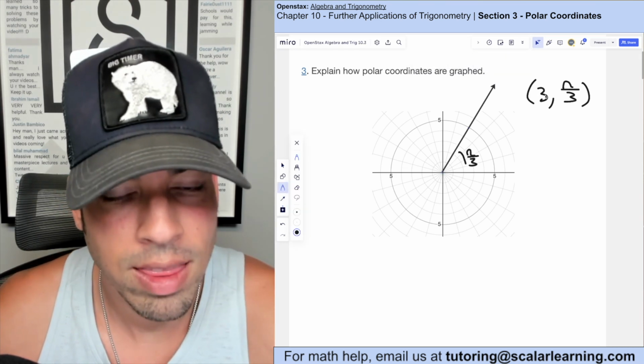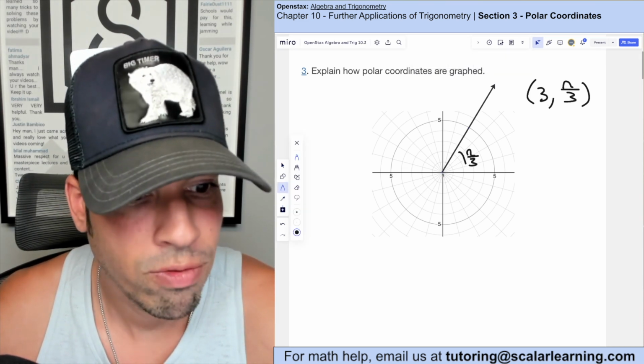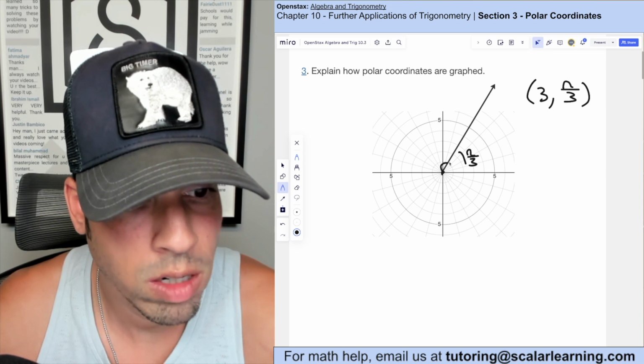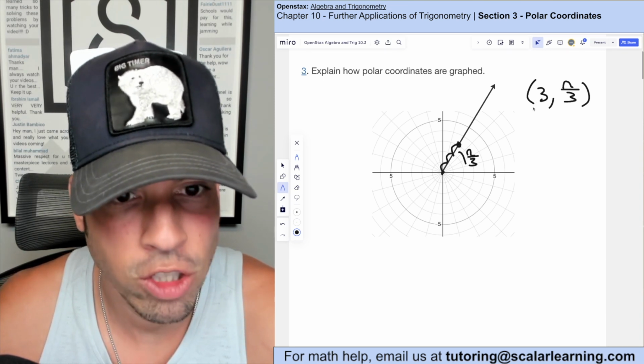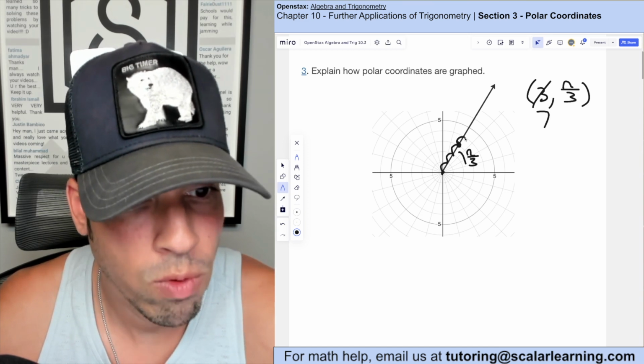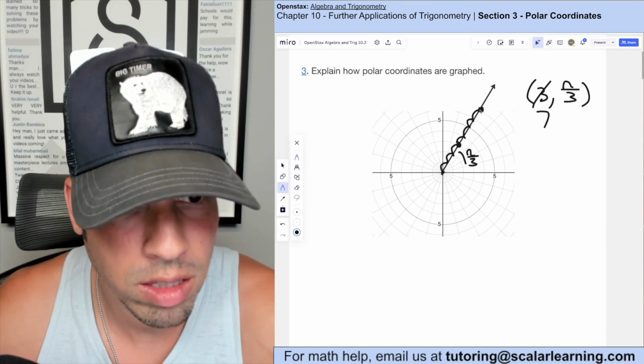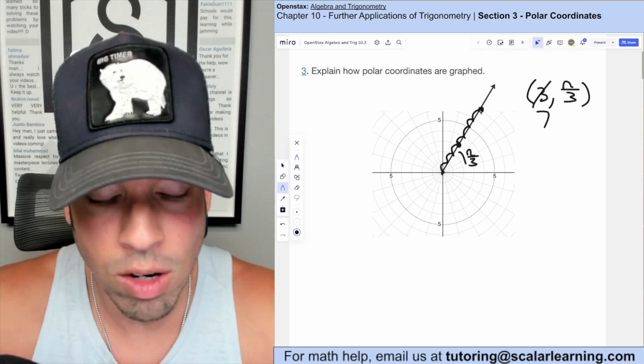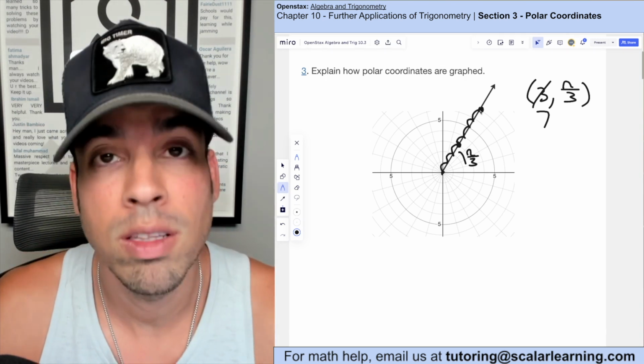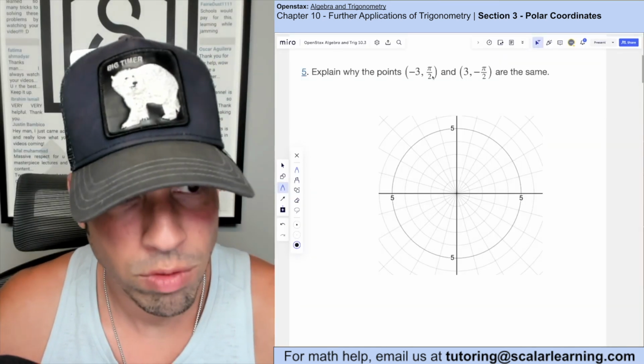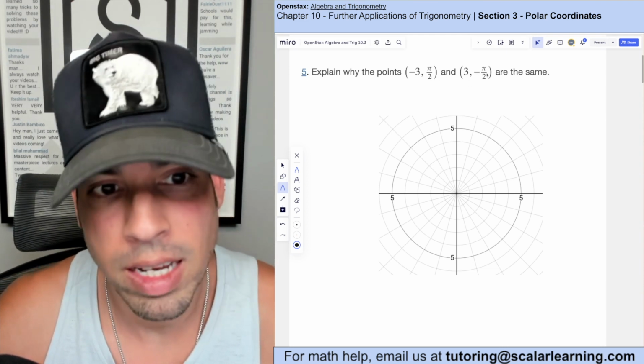So there's the angle. And then the 3 means from the center, we step out 1, 2, 3, and then we plot the point right there. If I change this value to 7, we'd go 4, 5, 6, 7 and plot it there. But that's the general idea: you apply the angle, then apply the r value. That's how you do it. Done.